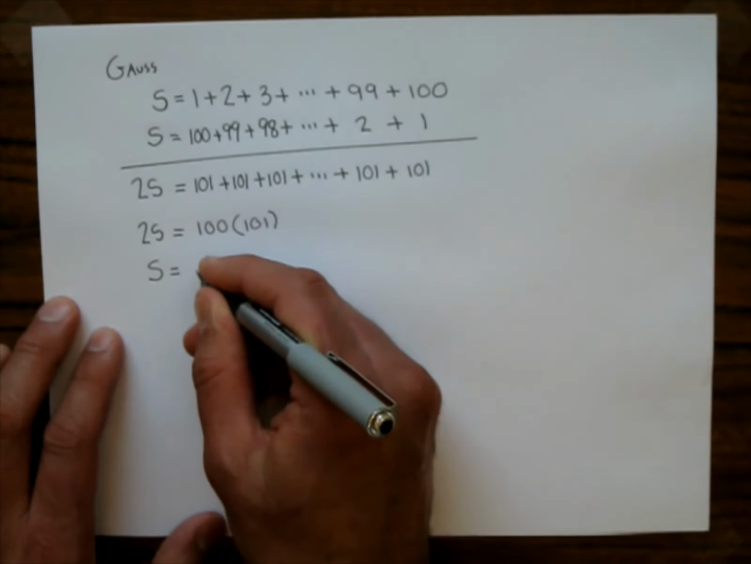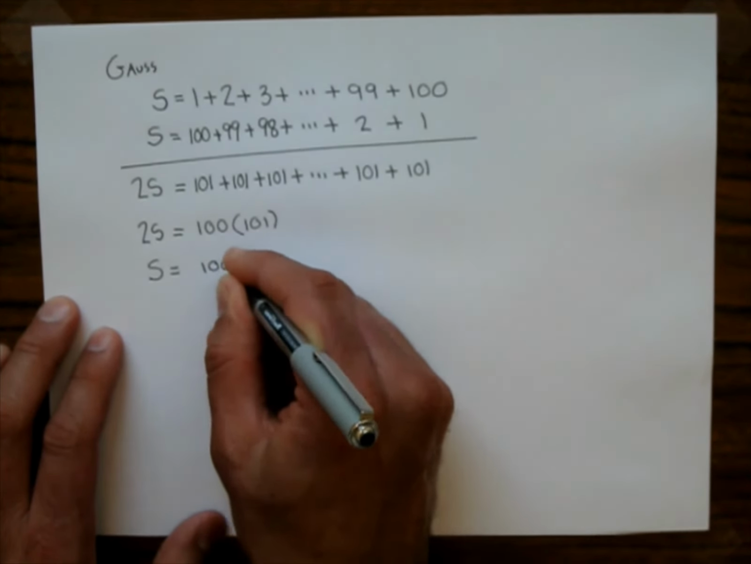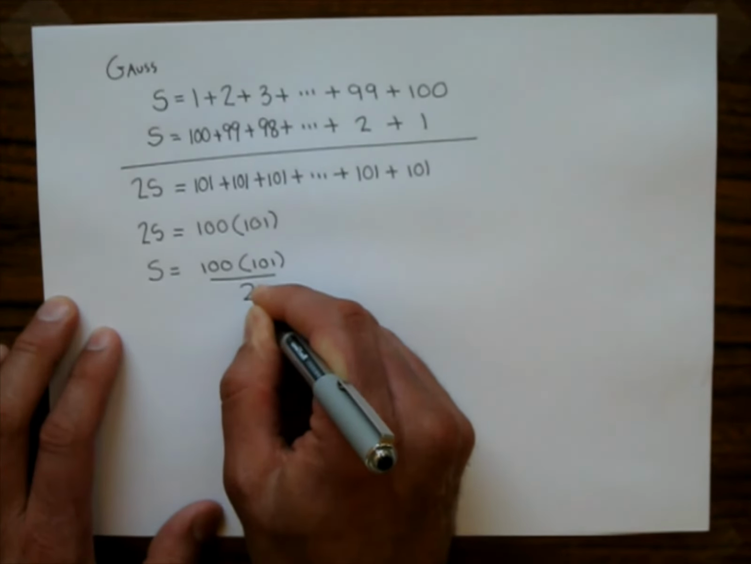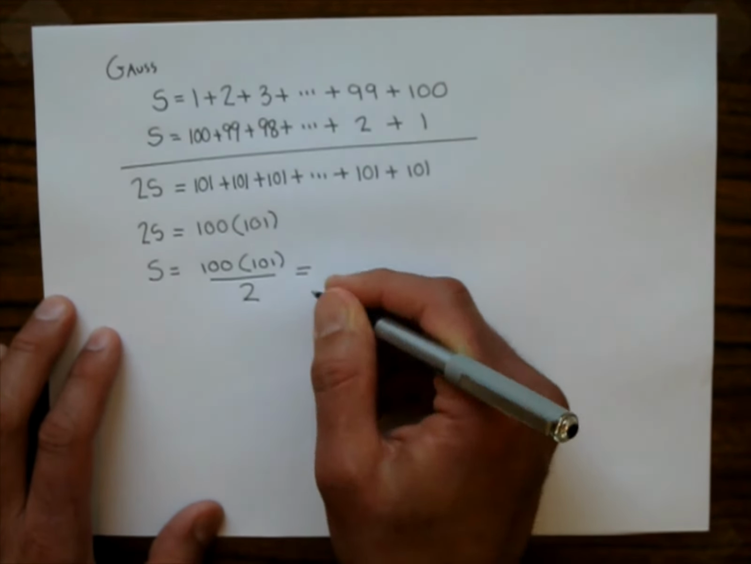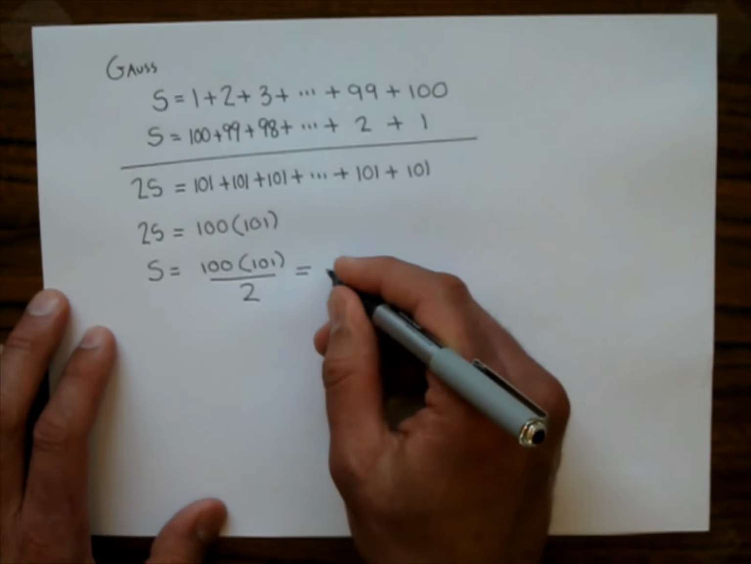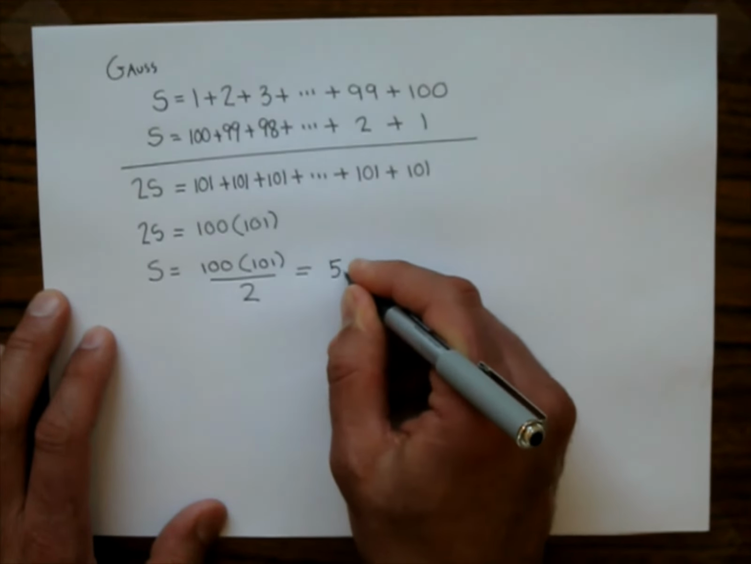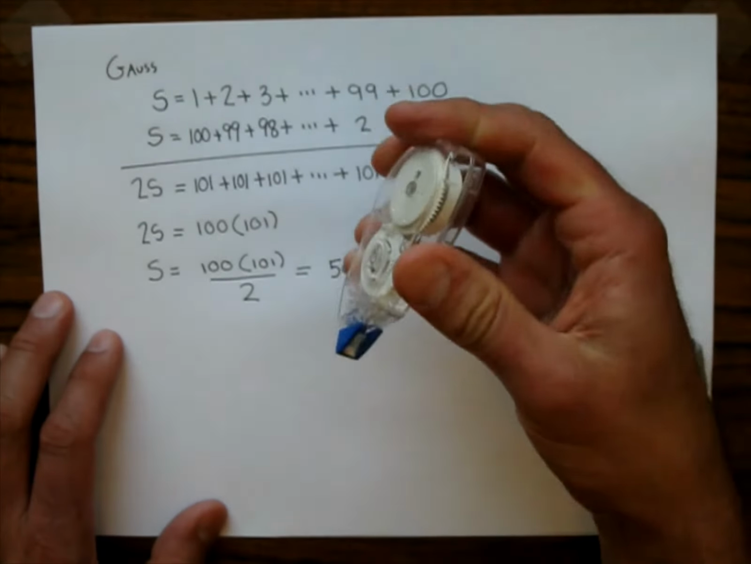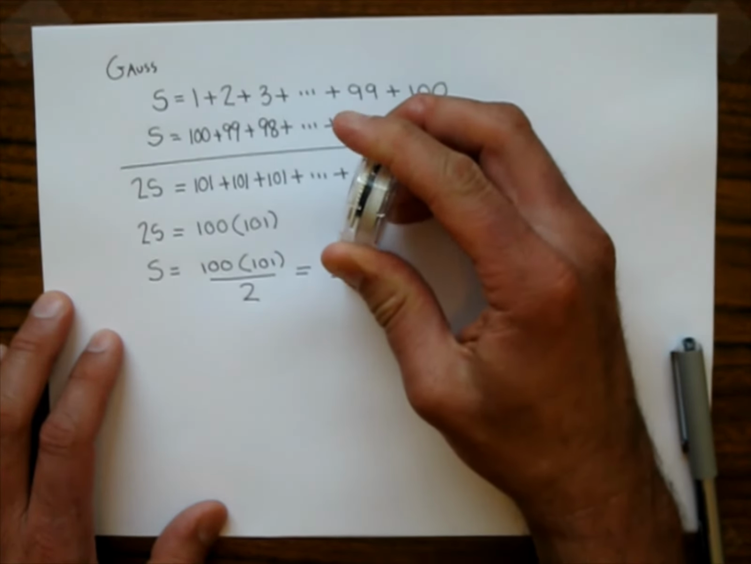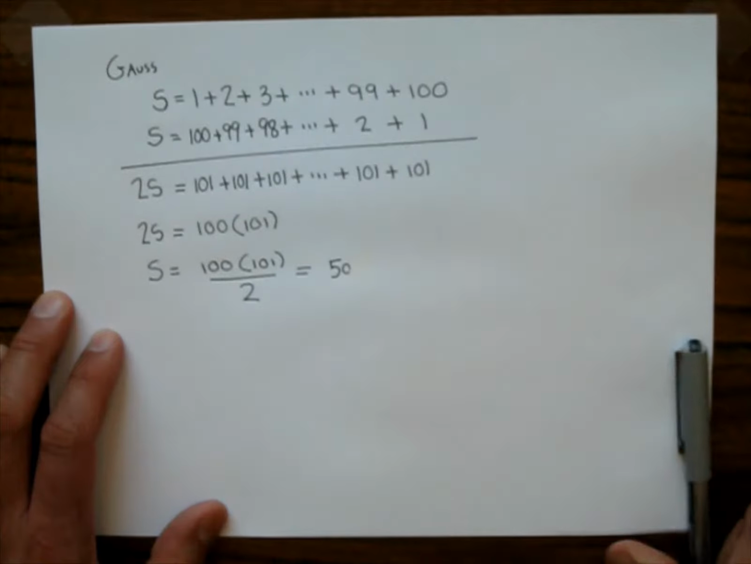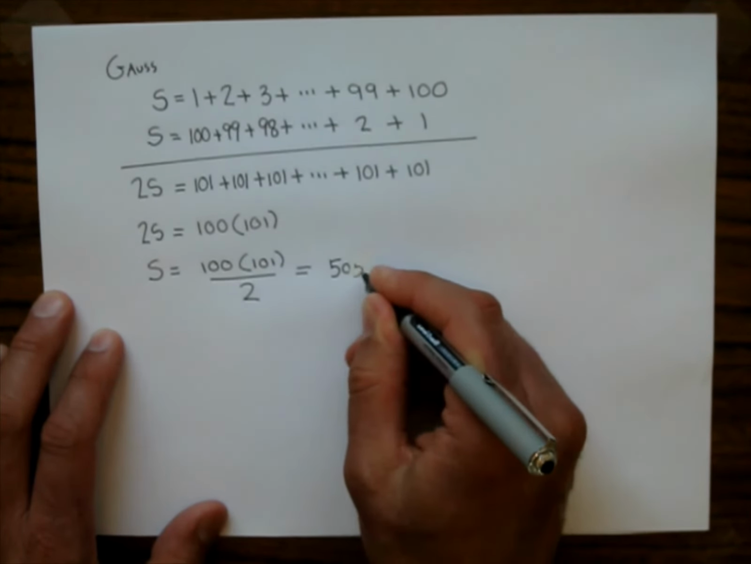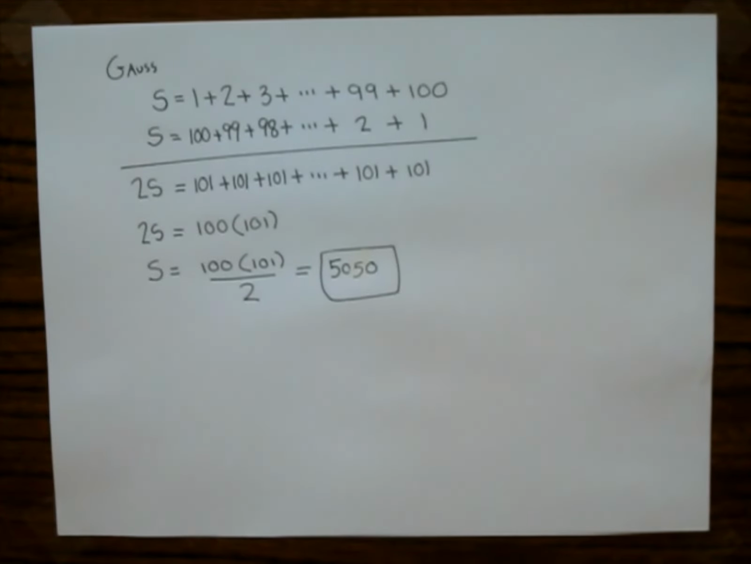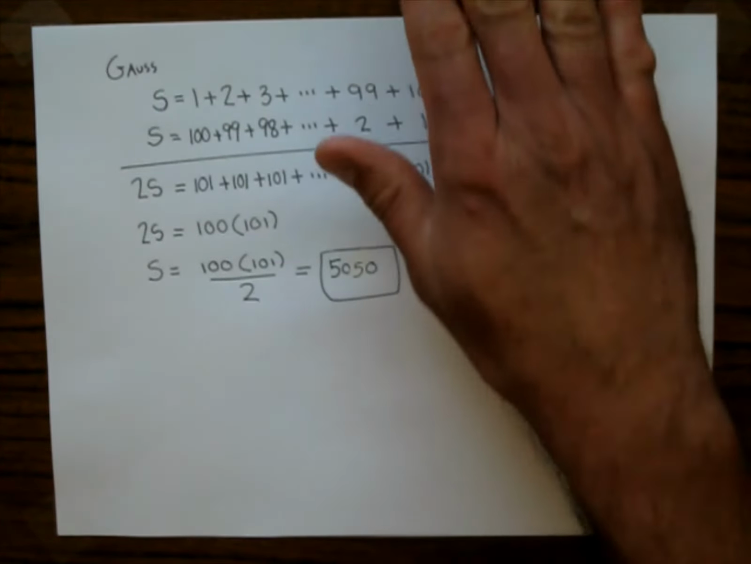So this is really 100 times 101 divided by 2. And so you can divide that out. You can figure this out on your own. You would not end up getting 500. Good thing I have this white out right here. You'd end up getting 5,050. Okay, so that was a good little story, or was it?